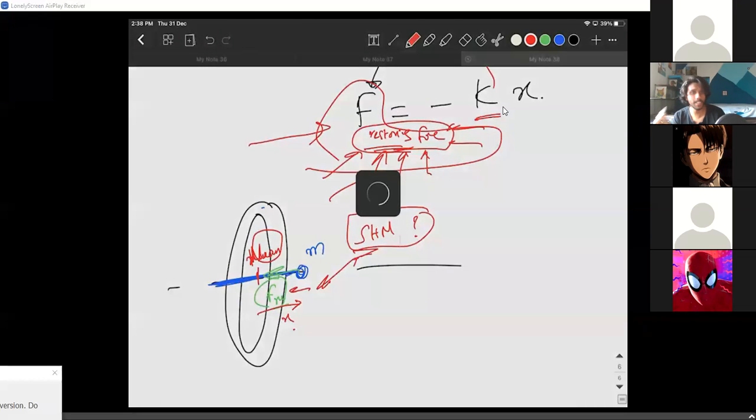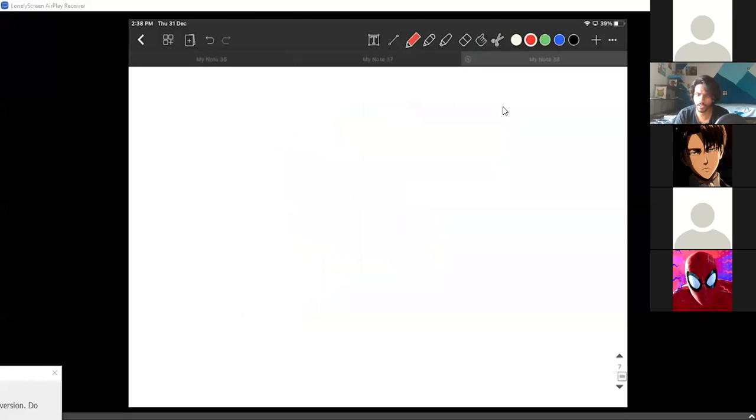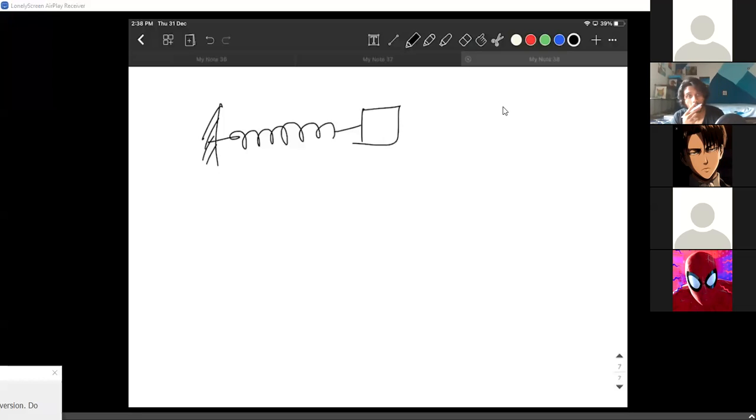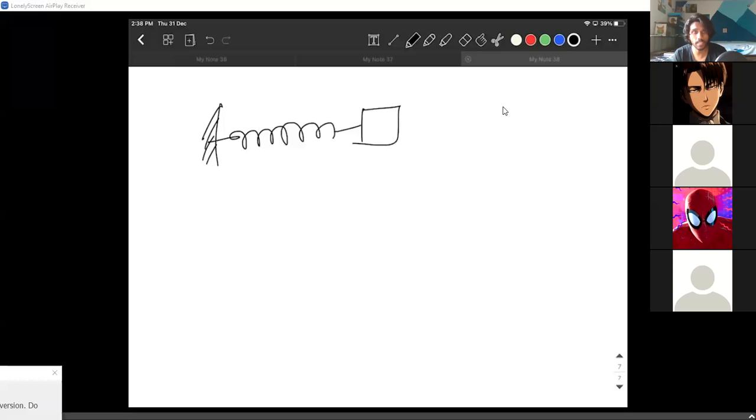Let's start with some easy problems. Let's not burden ourselves with heavy problems. Let's start with a very easy problem: a spring and a block. Why a single spring? We've already done a single spring.